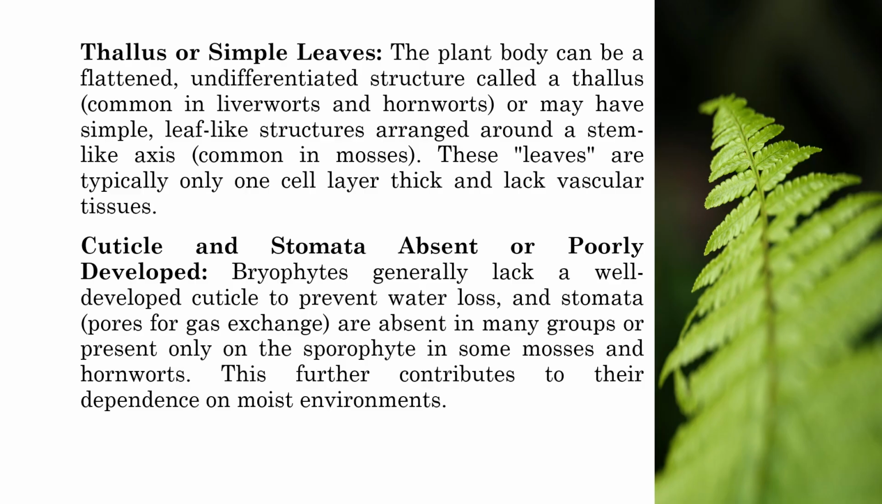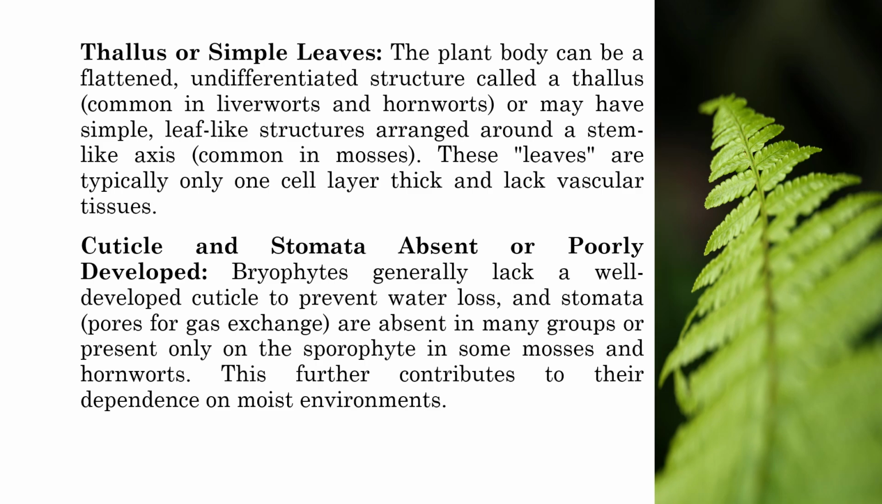And these may also have a simple leaf-like structure arranged around a stem-like axis, for example mosses such as Polytrichum. The leaves are typically only one cell layer thick and they lack vascular tissues. So by evolution, when we think about bryophytes, you can find the development from one stage to another. A very big transition cannot be seen in bryophytes. The thalloid structure can be differentiated into a leaf-like structure that is single layer thick.